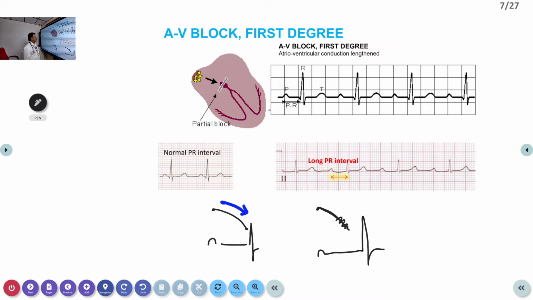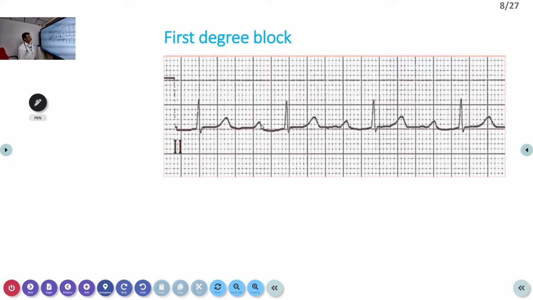So here you can see the P to R wave is only 4 squares. Here what you are seeing is the P to R wave is around 9 small squares. So the PR interval is prolonged, a long PR interval. This is called first degree heart block. It's a partial block. Here the P wave starts and the QRS starts here, around 9 squares, so the PR interval is prolonged.